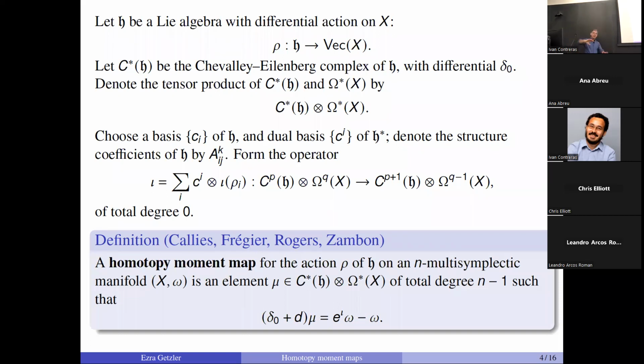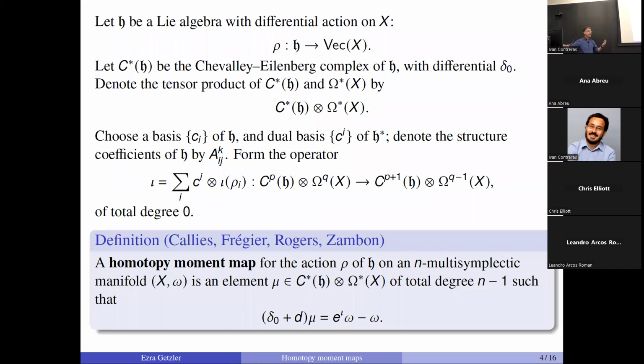So what are we doing? We're rotating the multi-symplectic form using this iota. And then we're subtracting out the multi-symplectic form. So we've got something which is now of strictly positive degree in the Chevalley-Eilenberg direction, and a homotopy moment map is something whose total differential is that thing.